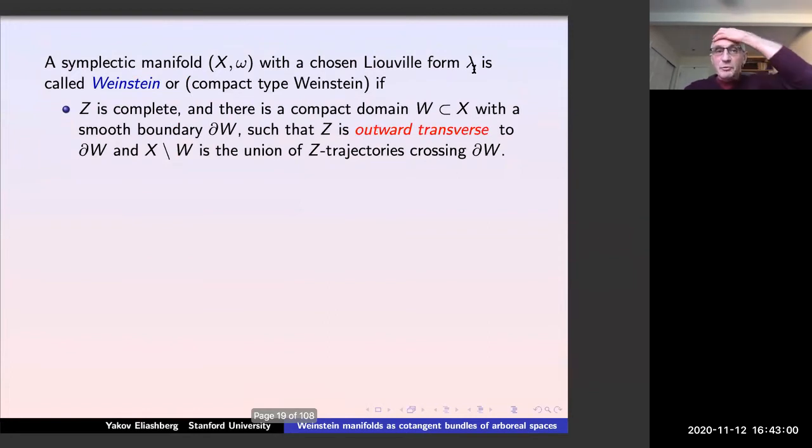A symplectic manifold with a chosen Liouville form is called Weinstein, or of Weinstein type, if this field Z, with corresponding flow phi, is complete. And I actually define a very special class, not the most general Weinstein manifold. It's called compact type of Stein manifold. There is some domain with smooth boundary in our manifold, such that this vector field is outward transverse to the boundary of this domain, and if you take the complement of this domain, then this complement is just foliated by trajectories crossing this boundary. That means the complement is just a cylindrical end. It just consists of these trajectories emanating from the points of the boundary.